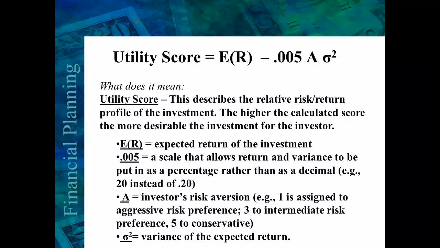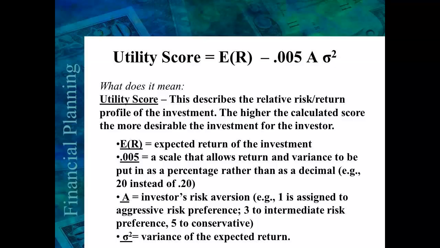What does the utility score, ER minus the product of 0.005 times A times sigma squared, mean? The utility score describes the relative risk-return profile of the investment. The higher the calculated score, the more desirable the investment for the investor.